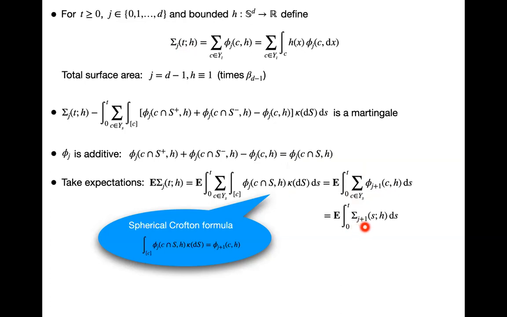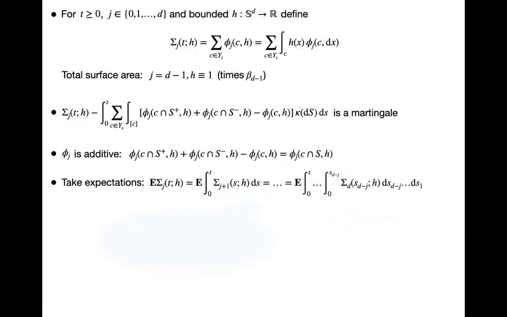And now you play the same game again, right? You apply this martingale property not to sigma j, but sigma j plus 1. You plug this in, take expectation, and you get another integral, of course, another time integral, and you play this game until you arrive at sigma d. Now you get the d minus j-fold integral over time, and then you arrive at this sigma d. But what is sigma d?